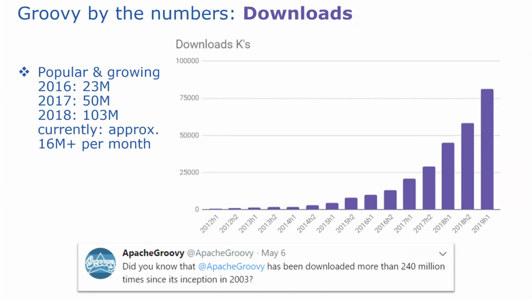Guillaume and I were checking the latest download figures yesterday. The download figures for July are about 17 million or so, so we're over 16 million downloads per month at the moment. The interest in Groovy is still very, very strong. There have been more than 250 million downloads since Groovy was first created, which is a fairly impressive figure. There's still a lot of interest in Groovy, so all that's very healthy looking.